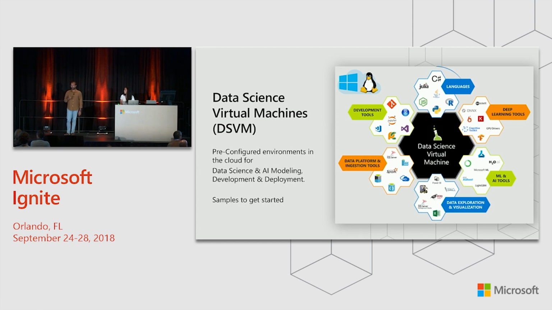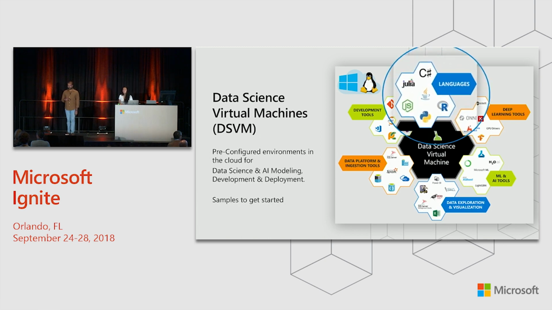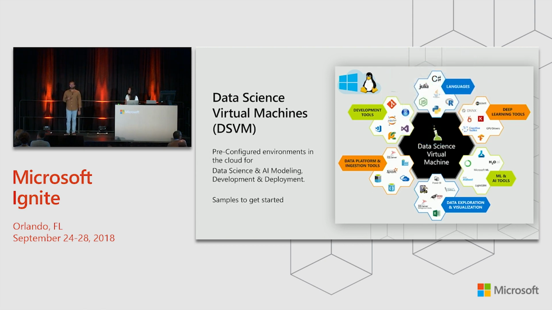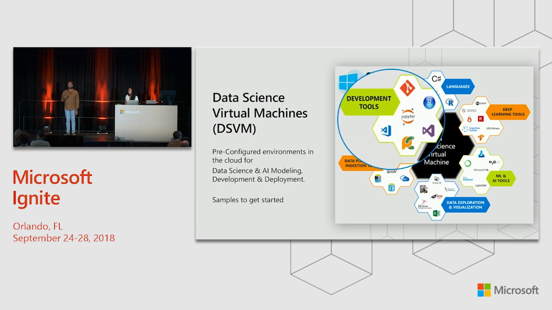Double-clicking real quick on some of those preloaded tools. We have language support. We have Python, for example. We have R. We also have Julia and C#. We have a bunch of development tools. We support both VS Code and Visual Studio tools. We have Jupyter, which is a very popular tool for doing Python development in the browser. We also support open source tools. We have a Git Bash installed, so you can start cloning your Git repositories.